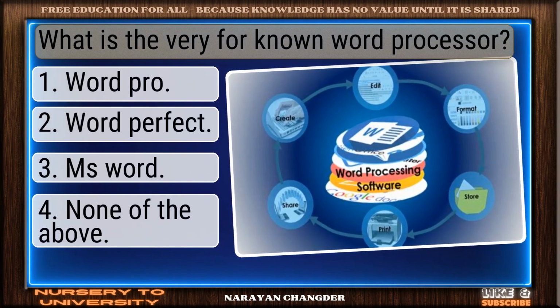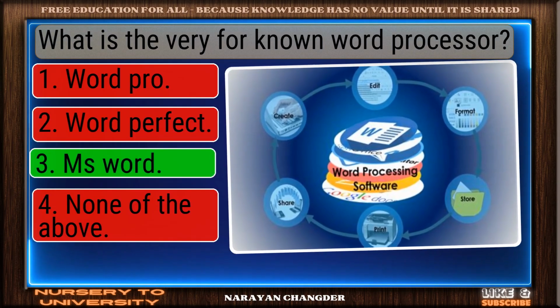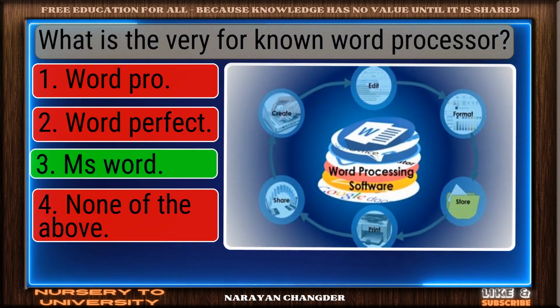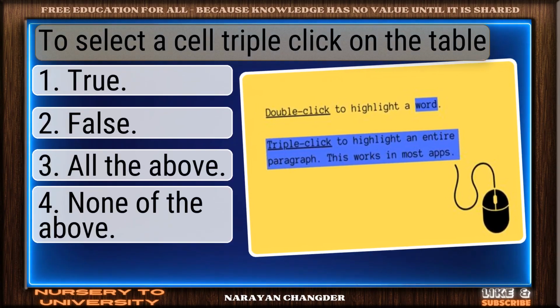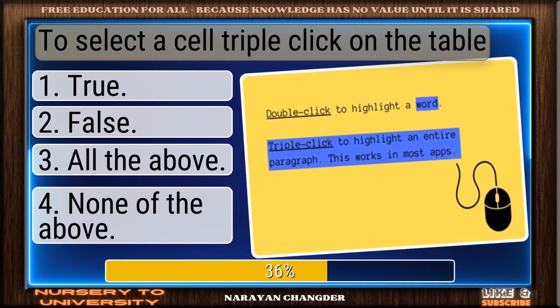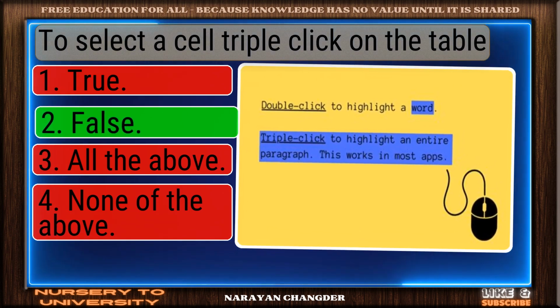What is the very famous known word processor? On track. MS Word is the correct answer. To select a cell, triple click on the table. Good thinking. False is the right answer.